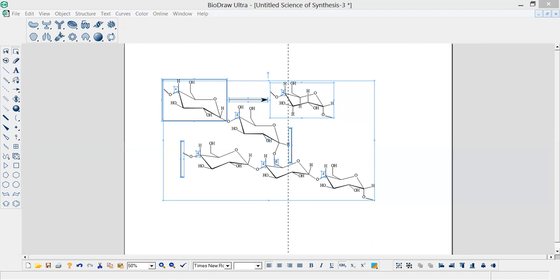You can also draw a cage-like polymeric structure. This is a cage-like polymeric structure drawn by using BioDraw software, with an inner long aliphatic chain. This is another art or graphical presentation drawn by using BioDraw software.